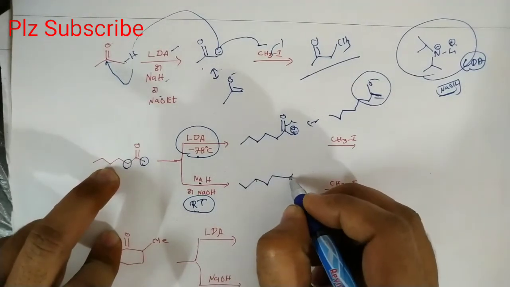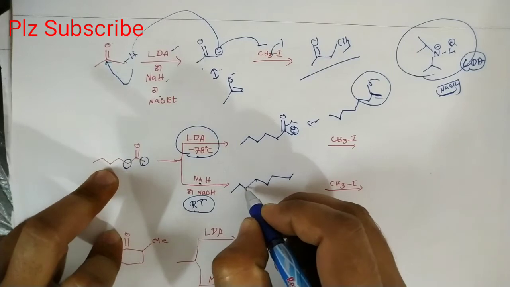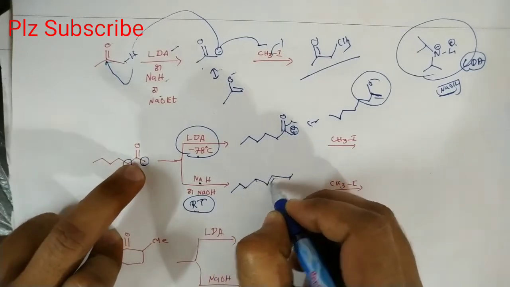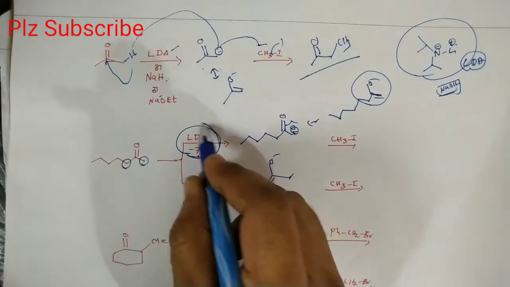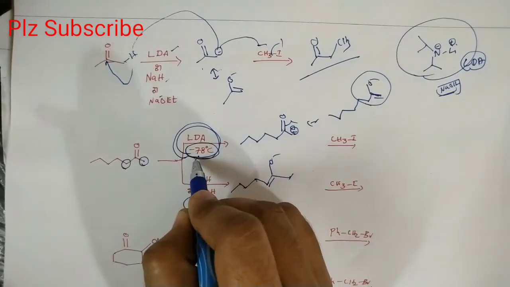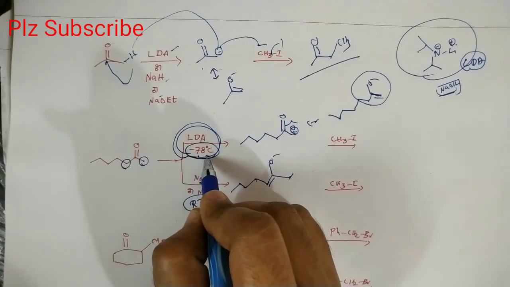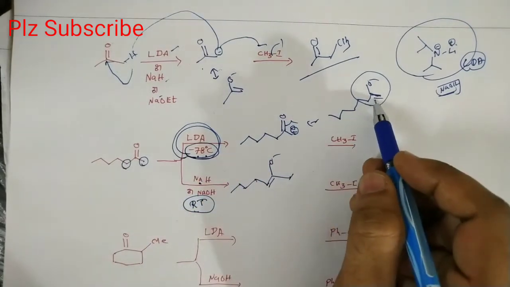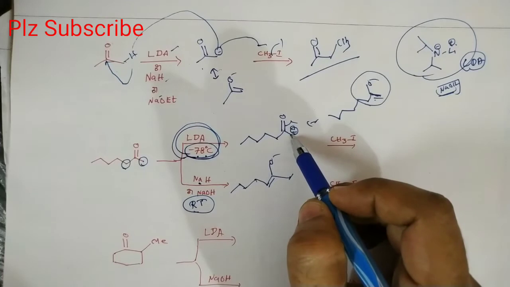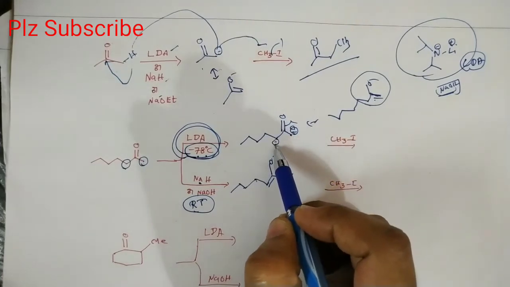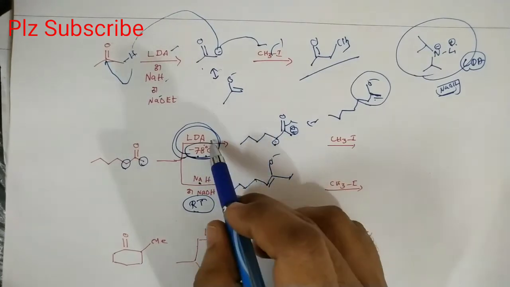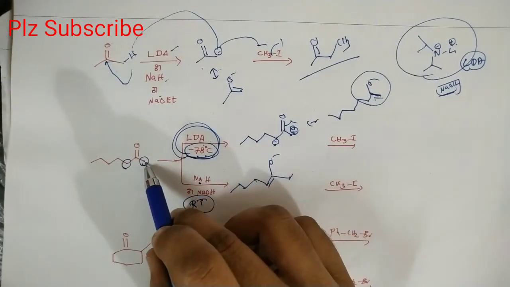In this case we can draw it like this, with a pi bond here and a pi bond here, and O minus. This is the thermodynamically more stable one. By using LDA at minus 78 degrees centigrade, that is at very low temperature, we get the kinetically favored enolate. That means the primary carbanion is more stable than the secondary carbanion here. So in the case of LDA, it removes the hydrogen from the less substituted carbon.